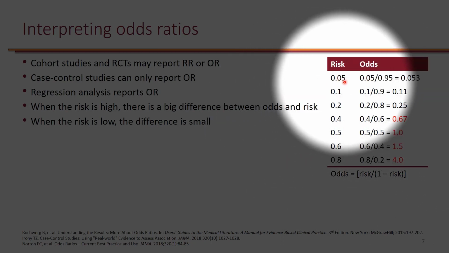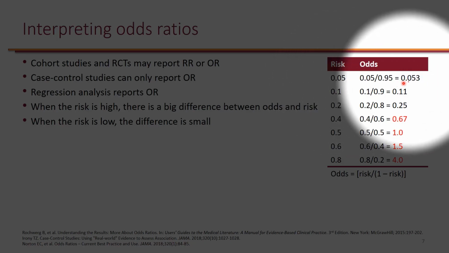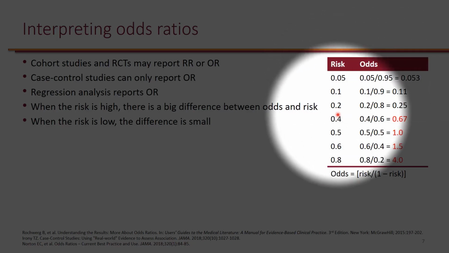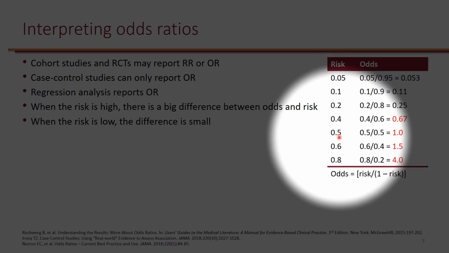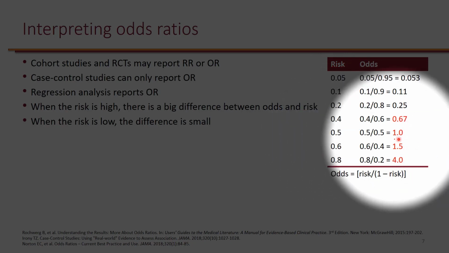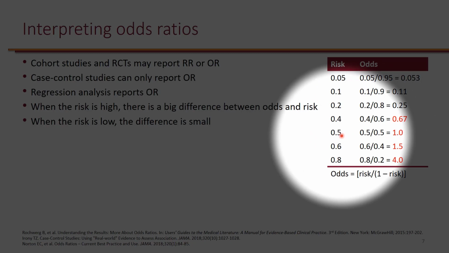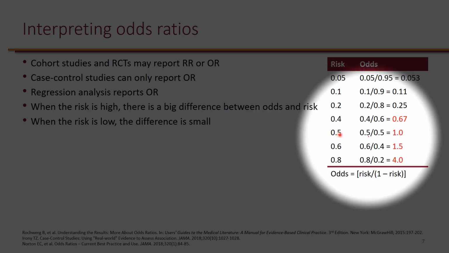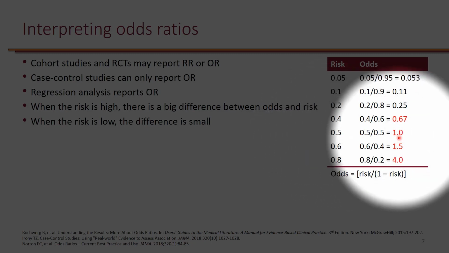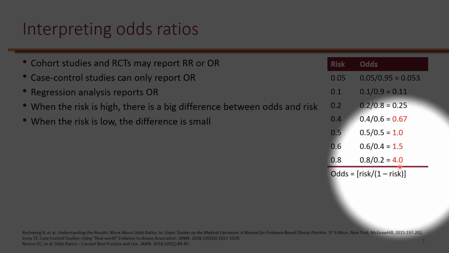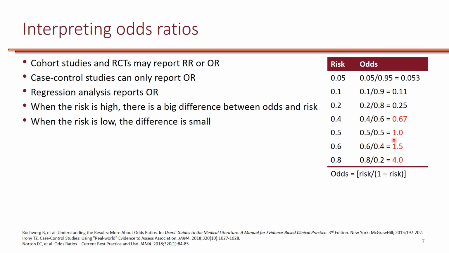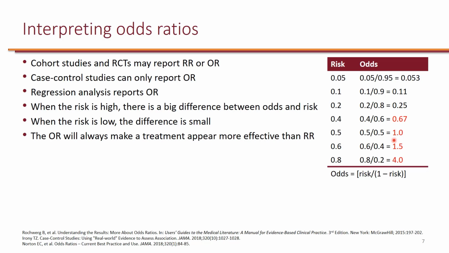So you can see when the risk is really small, like 0.05, it's close to the odds. As the risk increases, you can see that these numbers start to deviate from the risk. In fact, once you go past 0.5, it really becomes a huge gap. So you can see this is twice as much. A risk of 0.5 is half of the odds of 1.0. And when you go to 0.6, 1.5, 0.8, 4.0. So what I'm really trying to show you is that the odds ratio will always make a treatment appear more effective than relative risk.